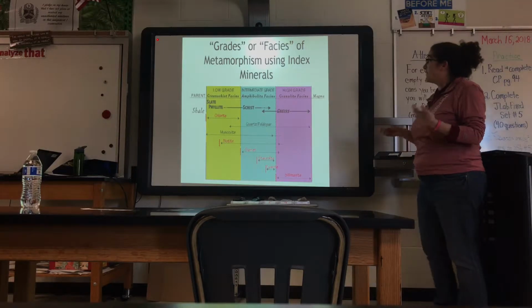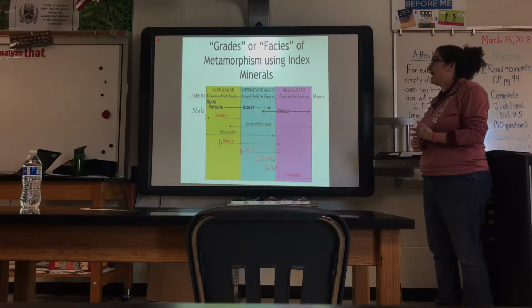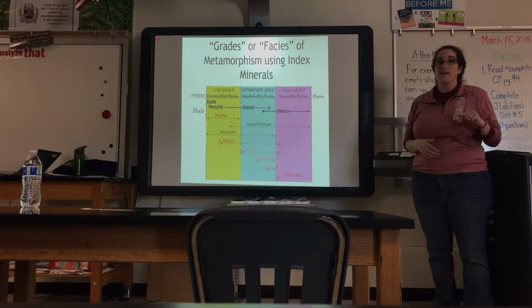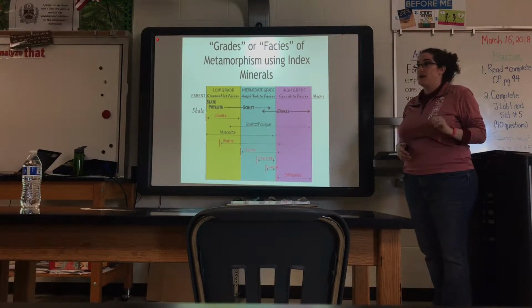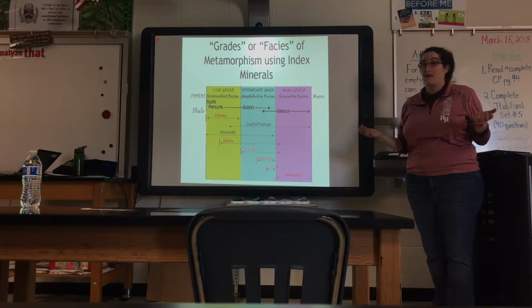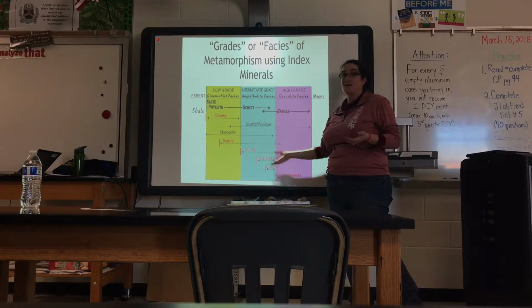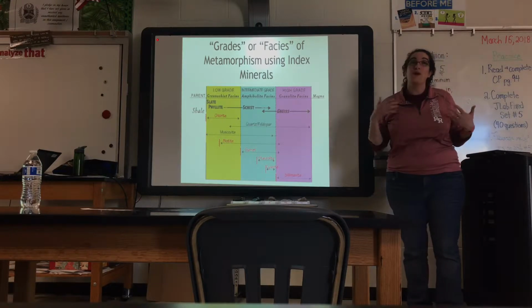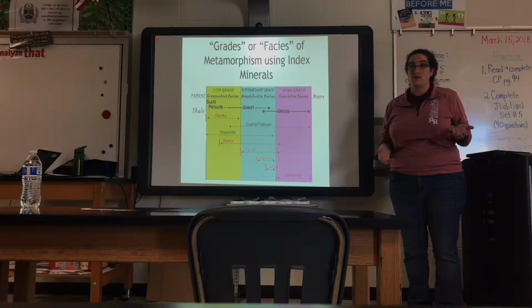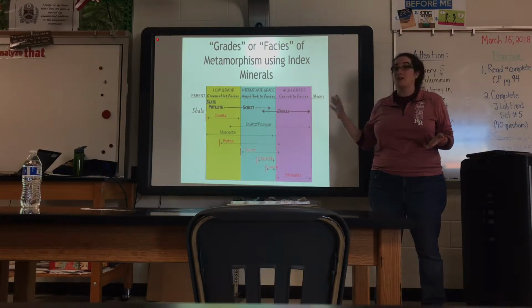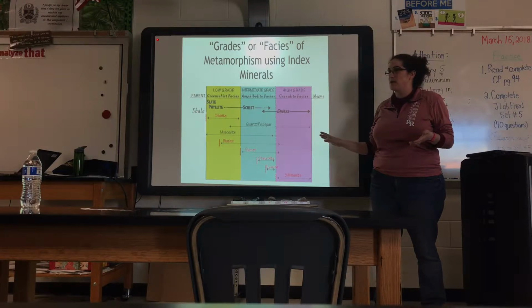So take a look. If I told you that I have a metamorphic rock and the primary minerals that it's made of are garnet and staurolite, what metamorphic rock do I have? Schist. Okay? It's just about being able to read the table. If I said that I have gneiss, what minerals probably make it up? Sillimanite. It's just about being able to read it. Everyone feeling pretty comfortable with that?